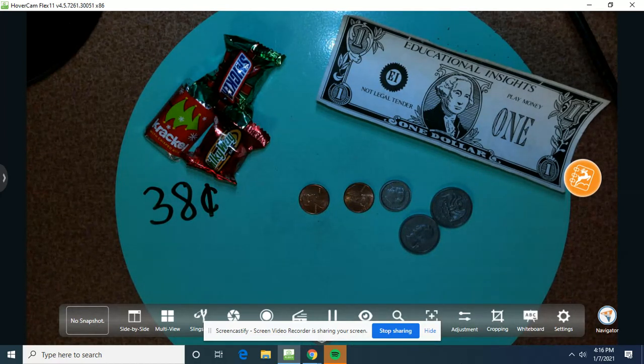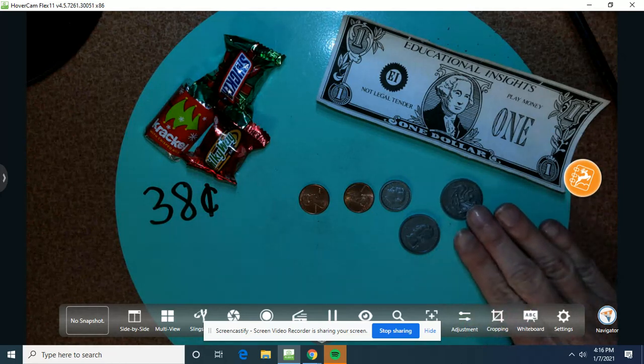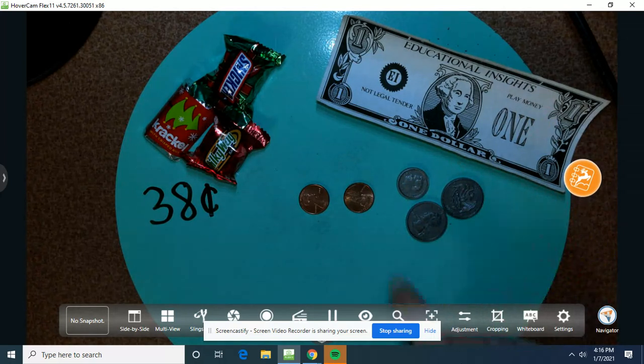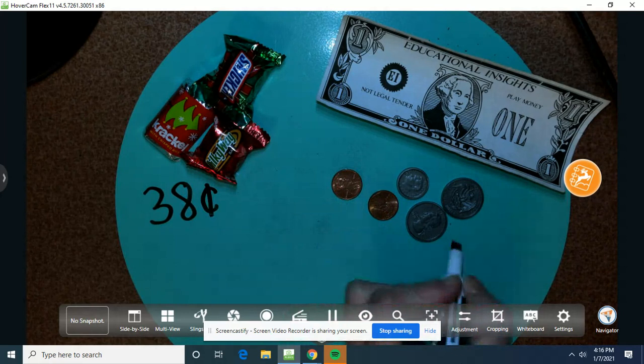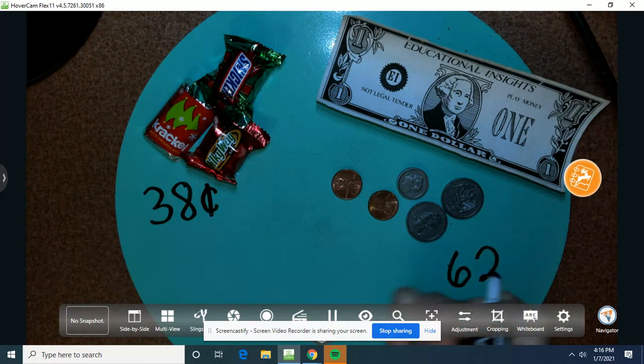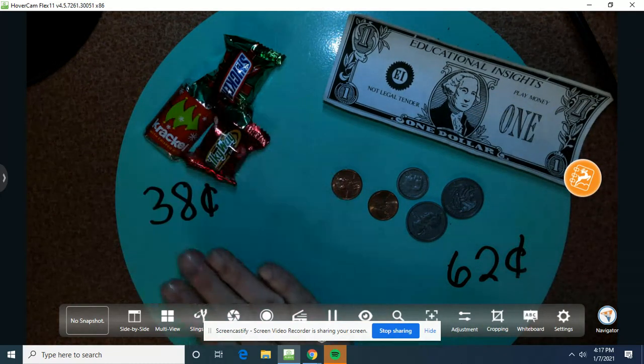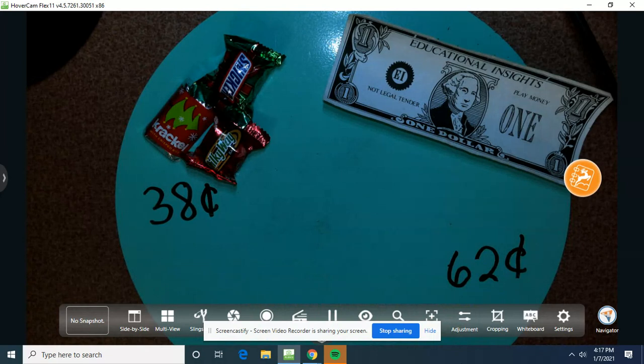So I can then count that money, and now I'm going to start with the big coins, 25, 50, 60, 61, 62. She would have 62 cents left when she was done. She started with $1. She bought candy for 38 cents, and now she has 62 cents left. Now, another way that I can solve that problem is I can use my 100 chart. I'm going to show you that next.